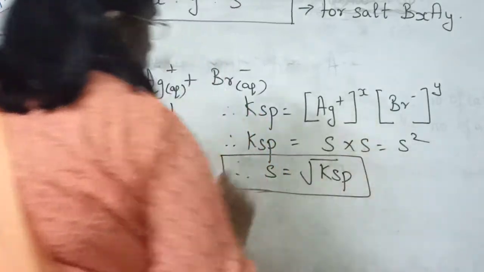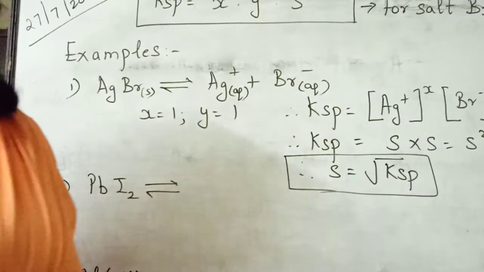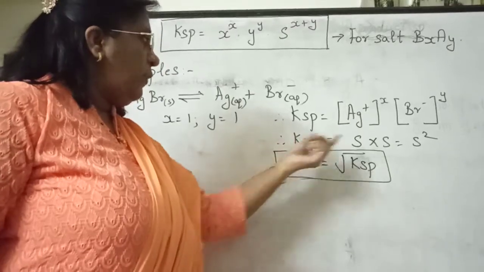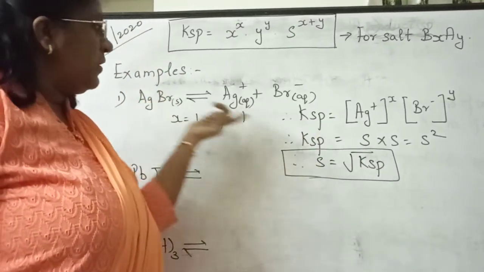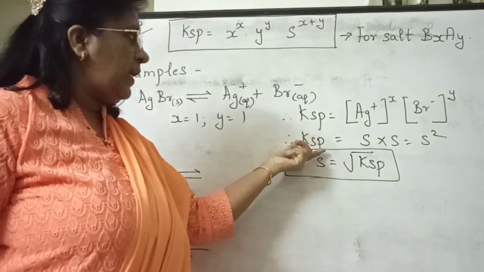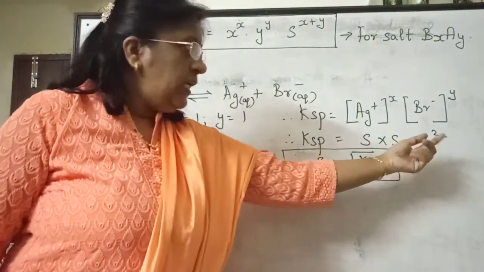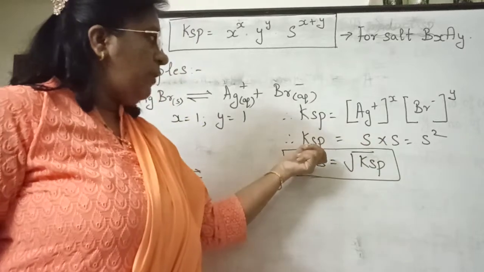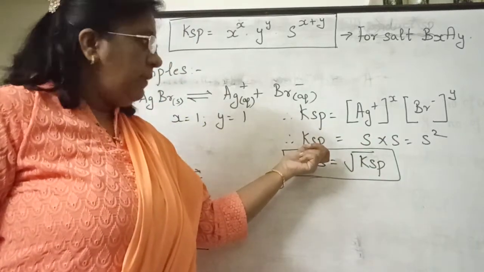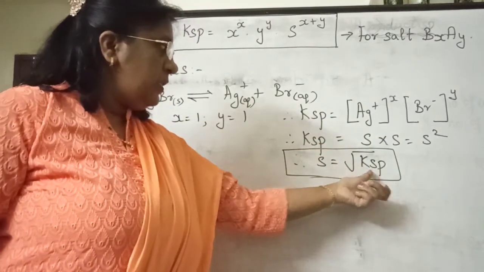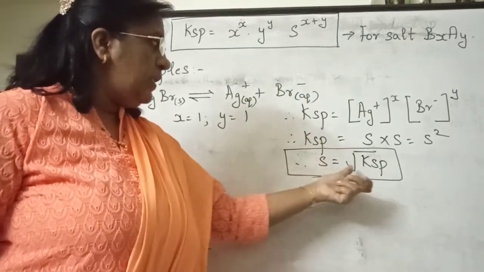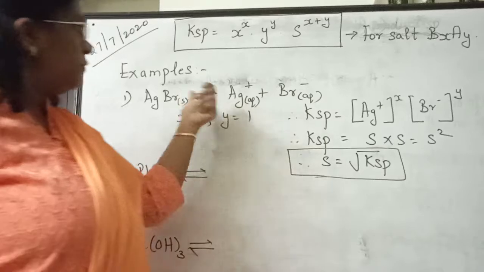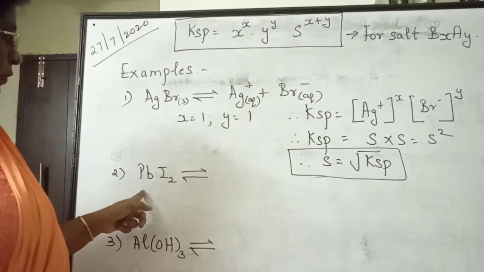Numericals based on solubility product are important, so you will require these formulas. Suppose a binary sparingly soluble salt is given, you can utilize this formula Ksp is equal to S square. If solubility is given, you can find solubility product, and if solubility product is given, you can find solubility of that given salt. So solubility is equal to root Ksp for this particular salt. Now let us take another example.